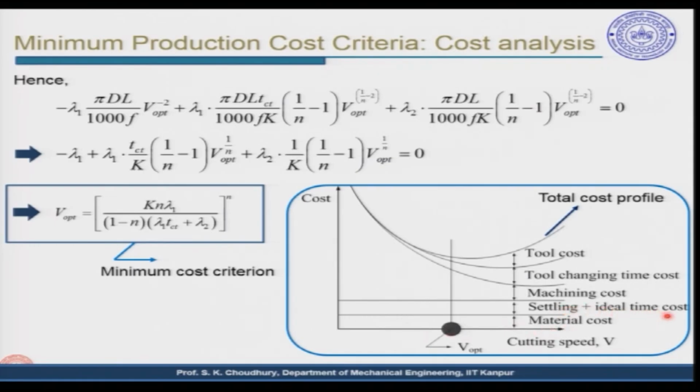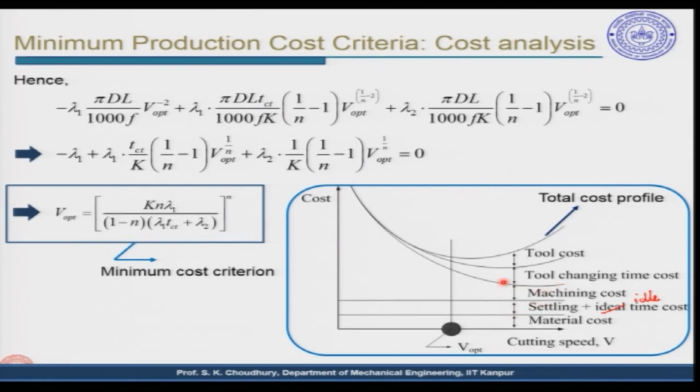Settling plus idle time cost, which is R2, also remains constant along the cutting speed, meaning as the cutting speed is increasing, there is no effect on the material cost or the settling plus idle time cost. Once again, please correct it: this is not ideal, but this is idle, E idle, idle time, when it is stopped, when it is not working. So, these two costs will remain constant.